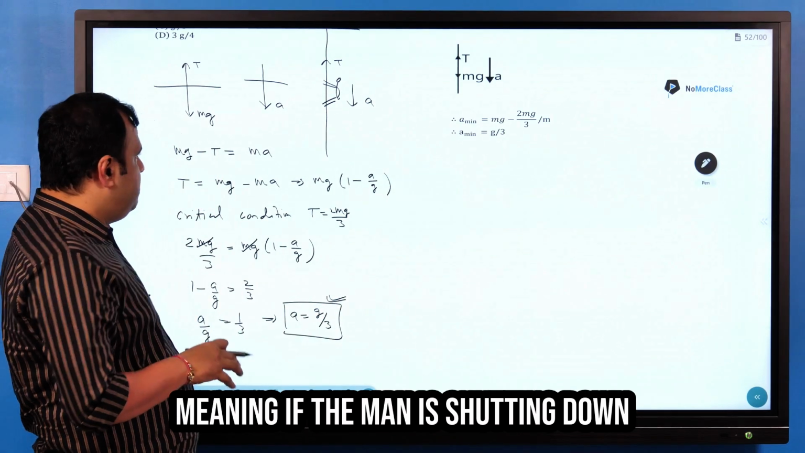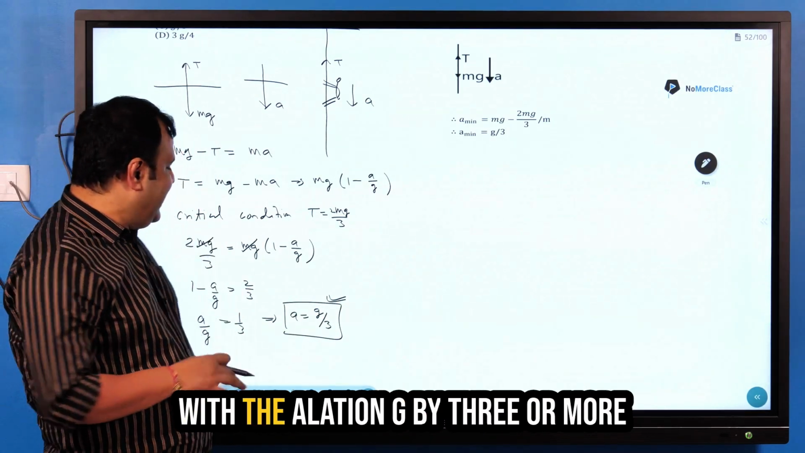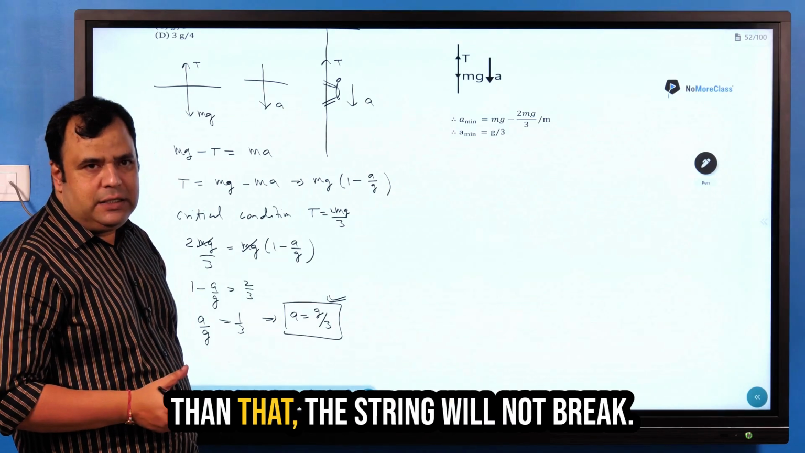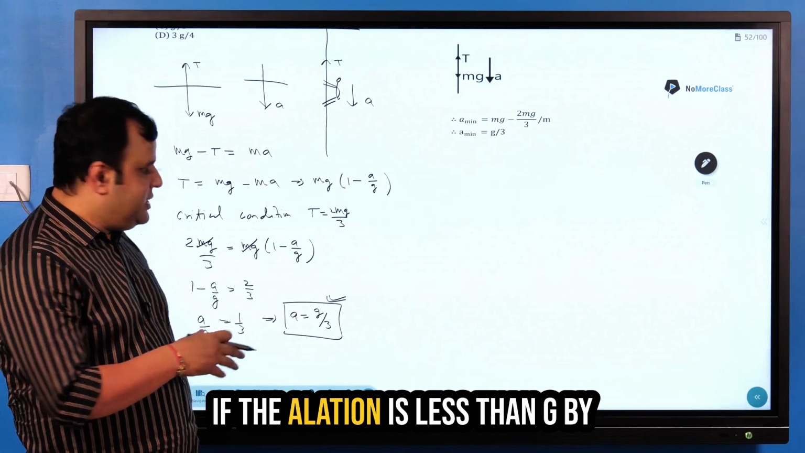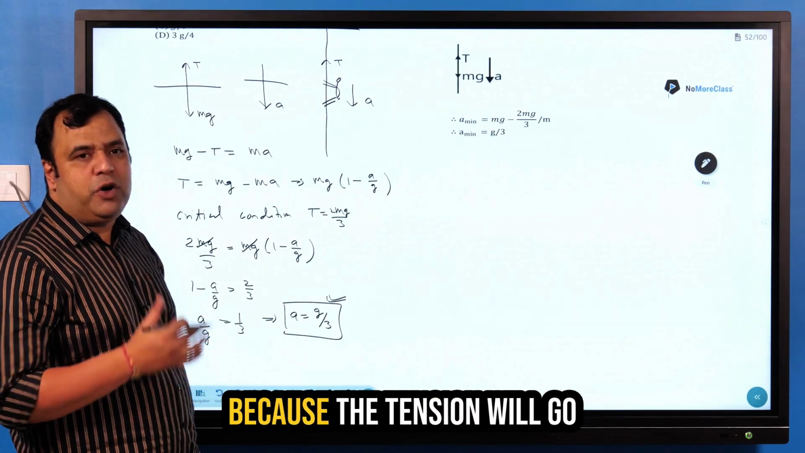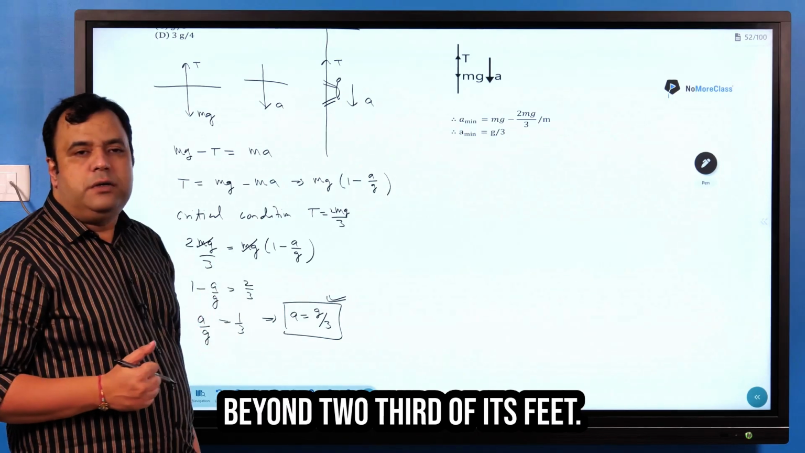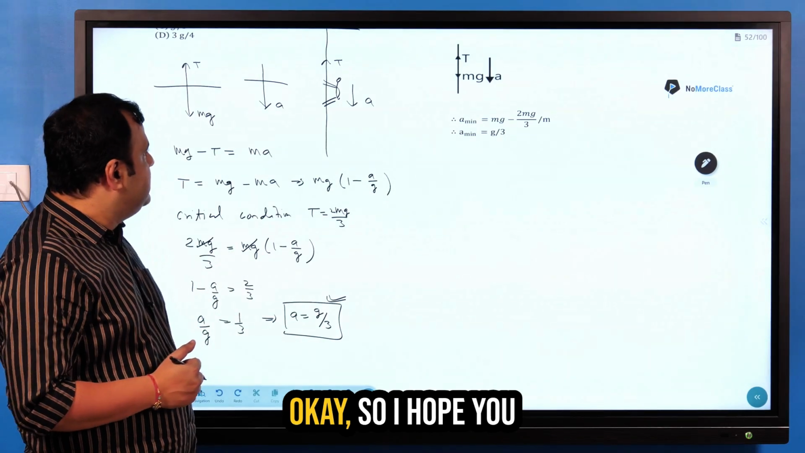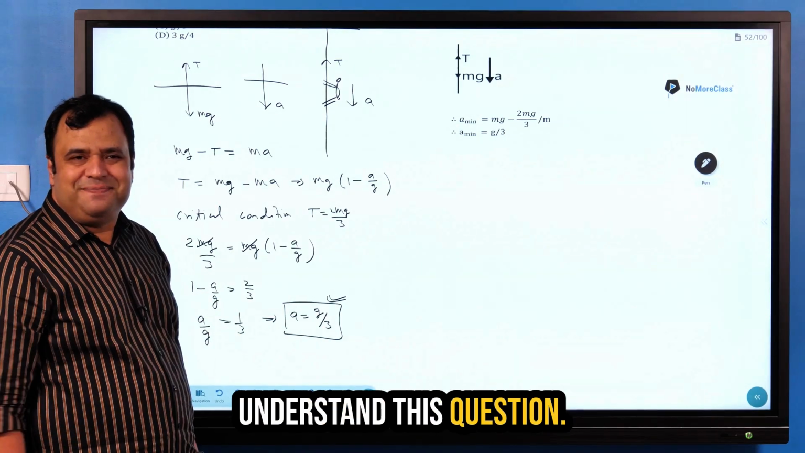Meaning if the man is sliding down with an acceleration of g by 3 or more than that, the rope will not break. If the acceleration is less than g by 3, the rope will break because the tension will go beyond 2/3 of his weight. Okay. So I hope you understand this question. Thank you.